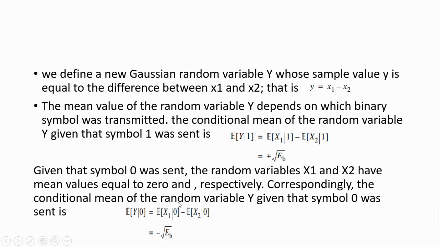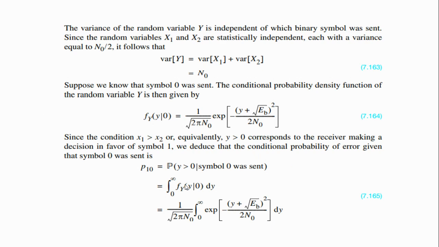Here the conditional mean of the random variable y, given that the symbol 0 was transmitted, is E[y|0] = √Eb − (−√Eb)... Here E[x2|0] is equal to minus √Eb. This term goes to 0. The variance of y is equal to N0.